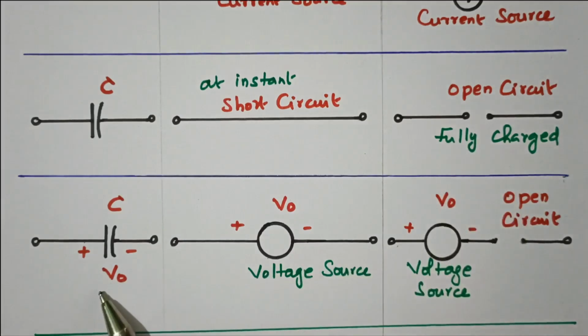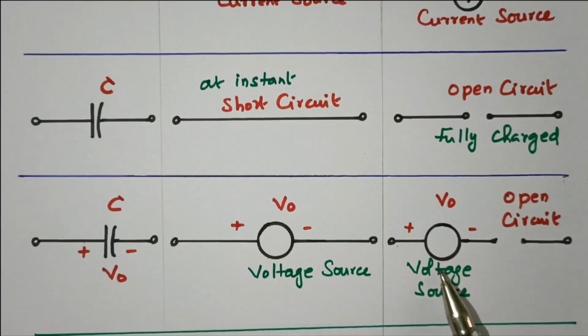Suppose voltage is already available in the capacitor, it acts as a voltage source. Earlier, current available in the inductor means it acts as a current source. Here voltage is available, so it acts as a voltage source. Right. So after fully charged, discharged, what happened?